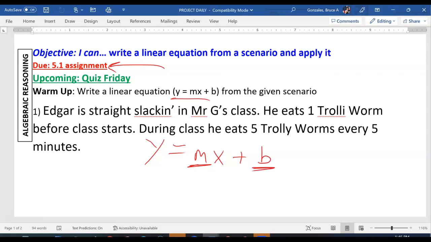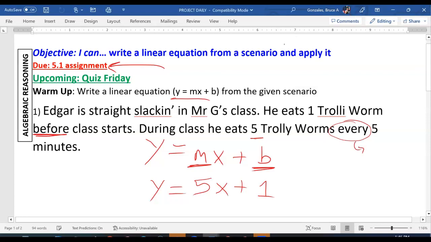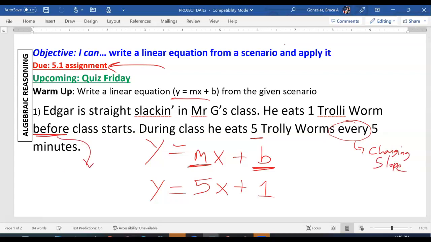So let's read this again. It says he eats 1 trolley worm before class starts. Is that the M or the B? What do y'all think? If it's before, that's my beginning starting amount. So 1 worm is going to be my B value. So my M value, what's changing each time? Repeating 5, and here's how I know. Every 5 minutes, that's a changing amount. That's going to be the slope. Before, that's my beginning. That's my B value. Now, just like yesterday, you got to be able to get an equation from a situation, a scenario.